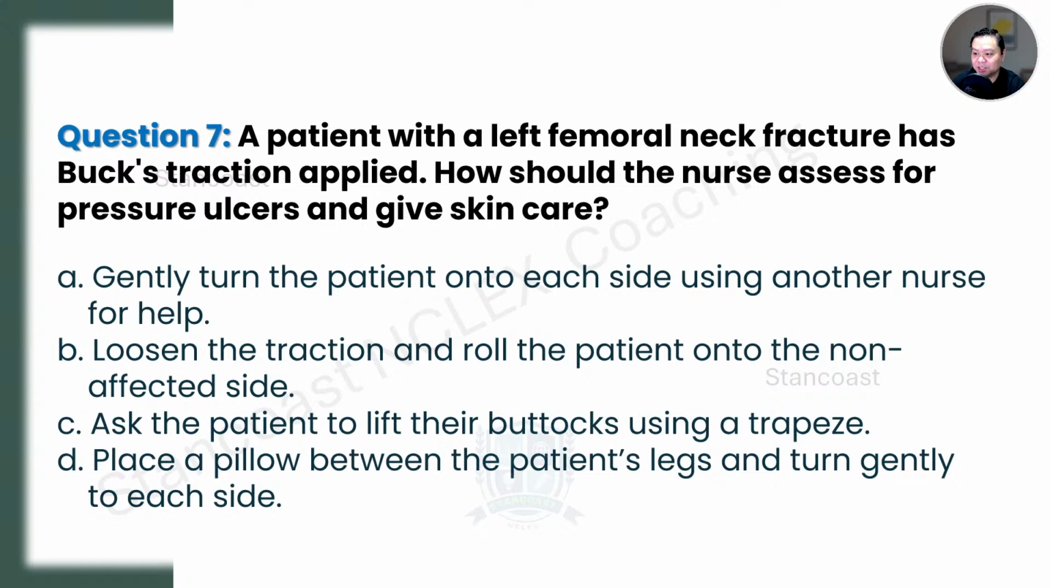A, gently turn the patient onto each side using another nurse for help. B, loosen the traction and roll the patient onto the non-affected side. C, ask the patient to lift their buttocks using a trapeze. D, place a pillow between the patient's legs and turn gently to each side.